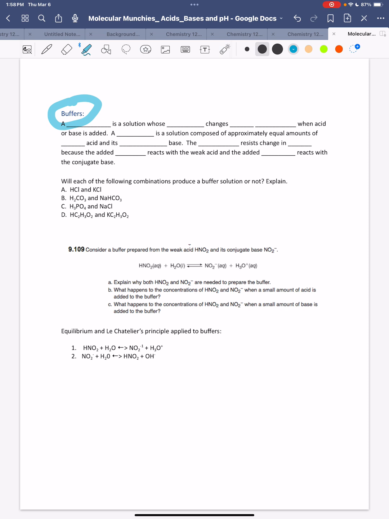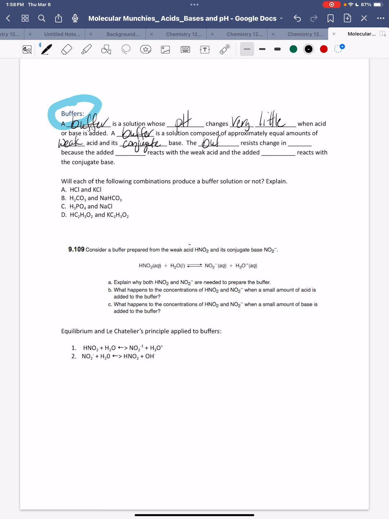Okay, so I'm just going to fill in this little word concept. It says a buffer is a solution whose pH changes very little when acid or base is added. A buffer, and this part is really important, is a solution composed of approximately equal amounts of a weak acid and its conjugate base. The reason for that is it needs to be in an equilibrium so it can shift to use up added acid or base. And we use that word conjugate base, and I'll explain that more.